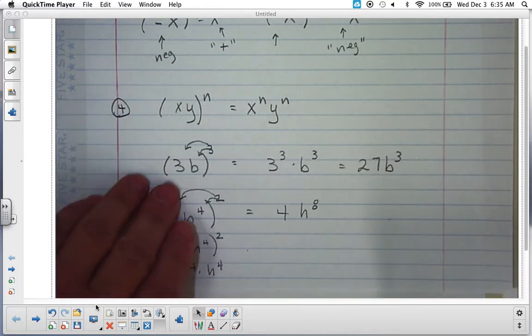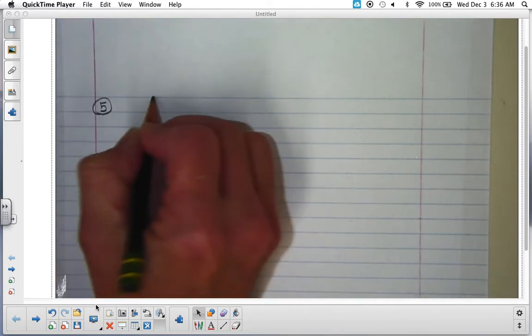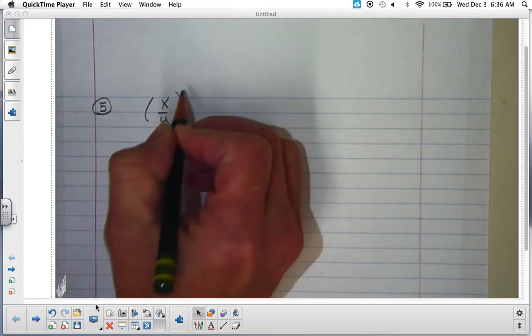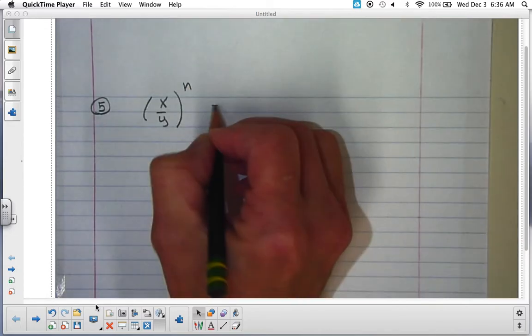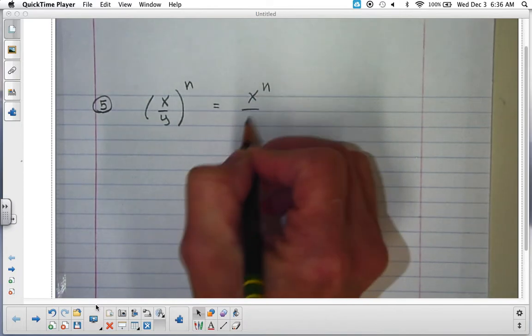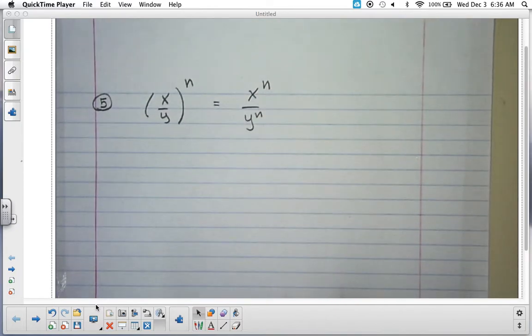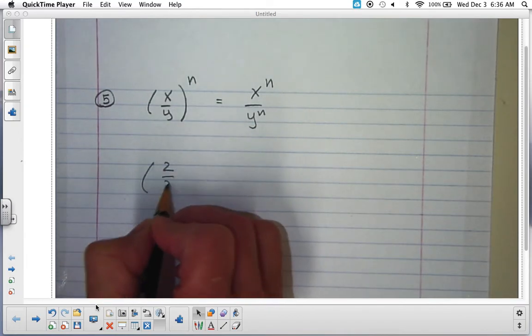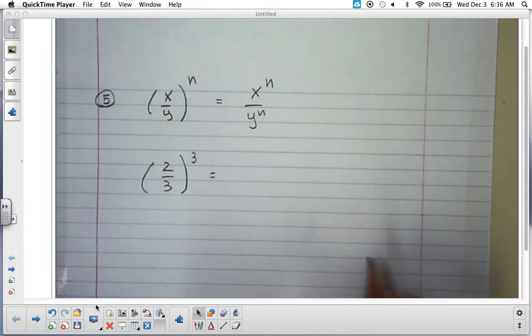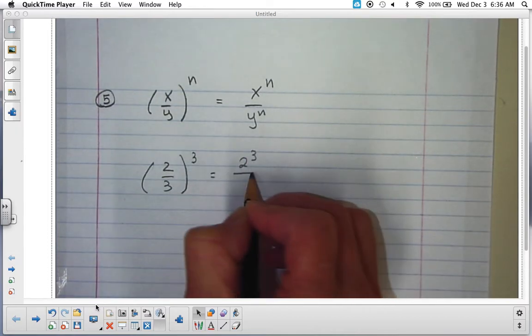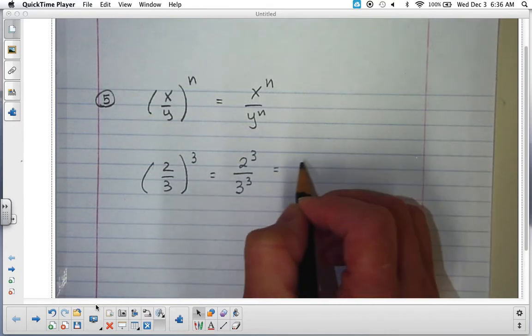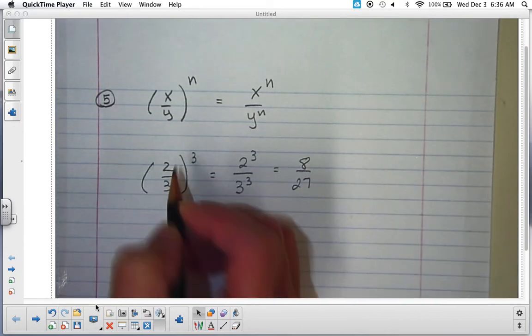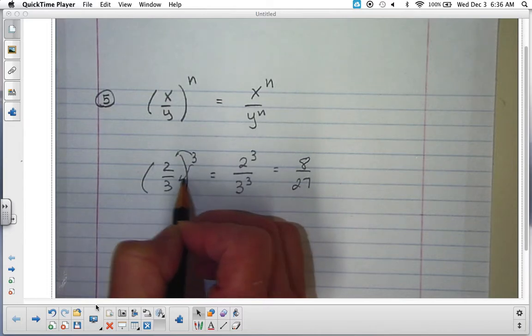All right, we're moving right along. Rule number 5, really similar to 4, it's just a quotient instead. So if you have 2 different things that are dividing raised to a power, again, it's just like raising each piece to that power separately. So if you have something like 2/3 to the third, it's just like 2 to the third over 3 to the third. It would be 8 over 27. So just make sure that this exponent hits everything inside.